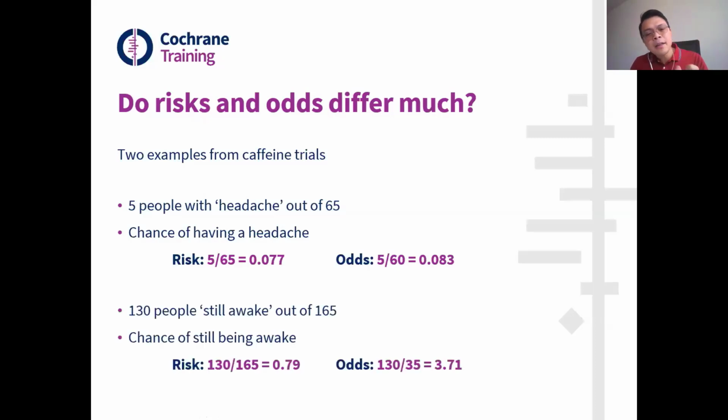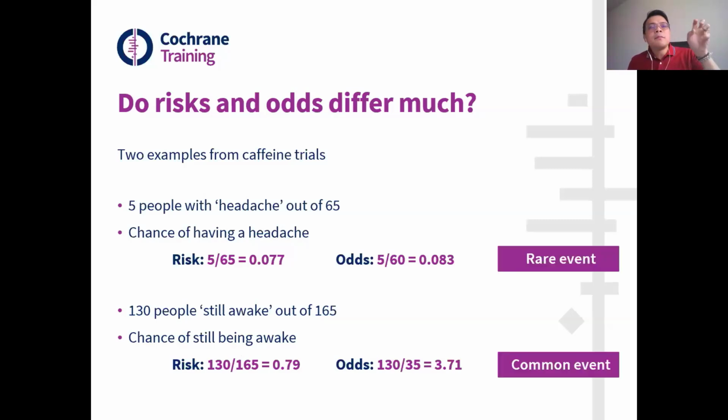This time, our event of interest is staying awake after caffeine intake. In this example, we have 165 people, and out of 165, 130 stayed awake after caffeine intake. So when we calculate the risk in this group of people, we get 130 over 165, which is 0.79. And when we calculate the odds, we get 130 over 35, which is equivalent to 3.71. And here we can see that the risk and odds differed substantially.